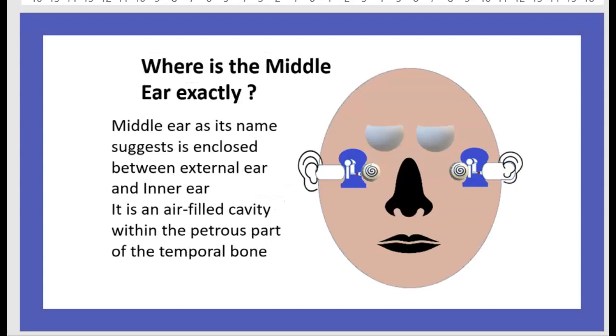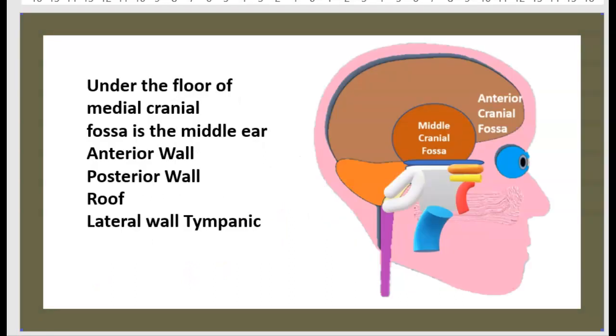What is the middle ear exactly? Middle ear, as its name suggests, is enclosed between external ear and inner ear. It is an air-filled cavity within the petrous part of the temporal bone. Under the floor of the medial cranial fossa is the middle ear. There is an anterior wall, a posterior wall, a roof, and a lateral or tympanic wall.